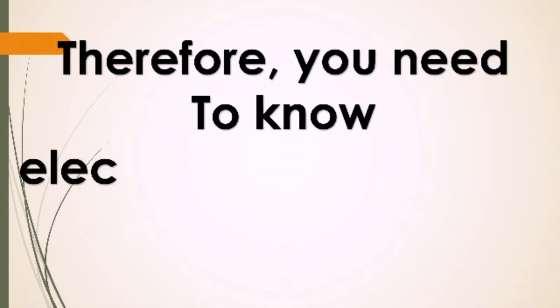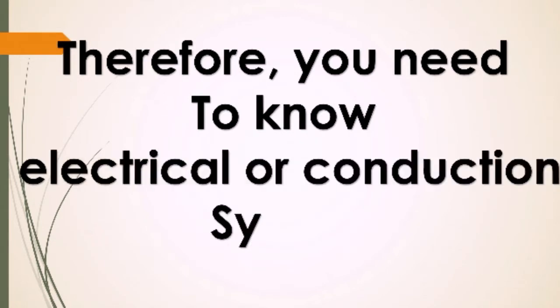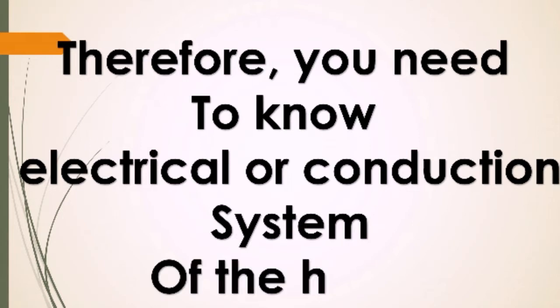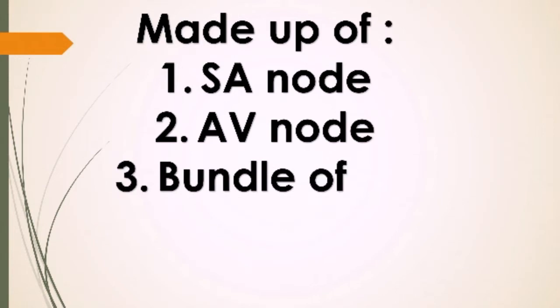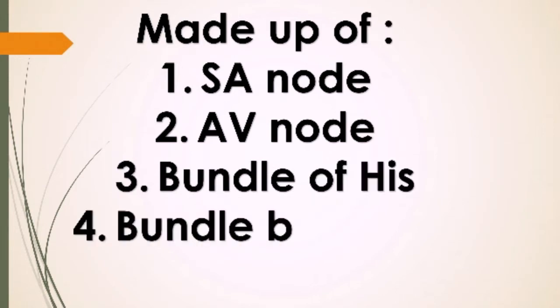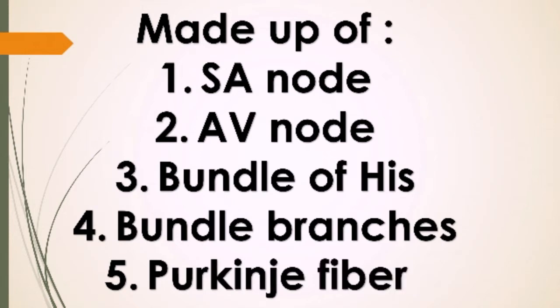So guys, therefore, you need to know the conduction or electrical system of the heart before we see ECG recording. This electrical system of the heart is made up of the SA node, you remember the AV node, bundle of His, bundle branches, and Purkinje fibers. Good.